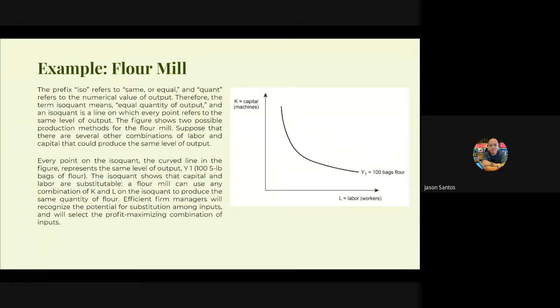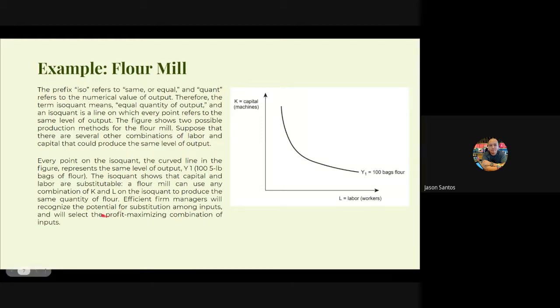The figure shows two possible production methods for the flour mill. Suppose that there are several other combinations of labor and capital that could produce the same level of output. Every point on the isoquant, the curved line in the figure, represents the same level of output. So your output is 100 five-pound bags of flour. This isoquant shows that capital and labor are substitutable, and a flour mill can use any combination of capital, machines, and labor, workers, on the isoquant to produce the same quantity of flour.